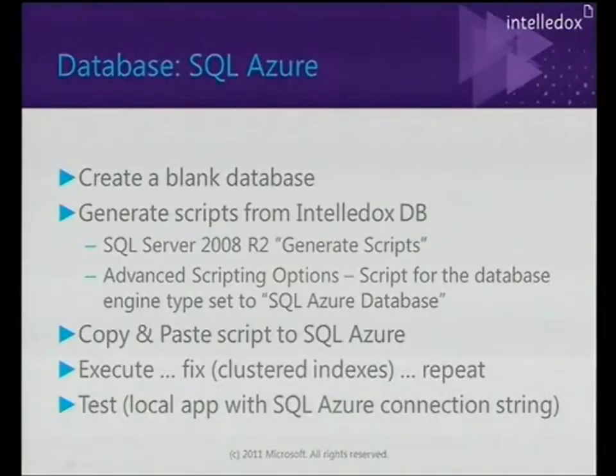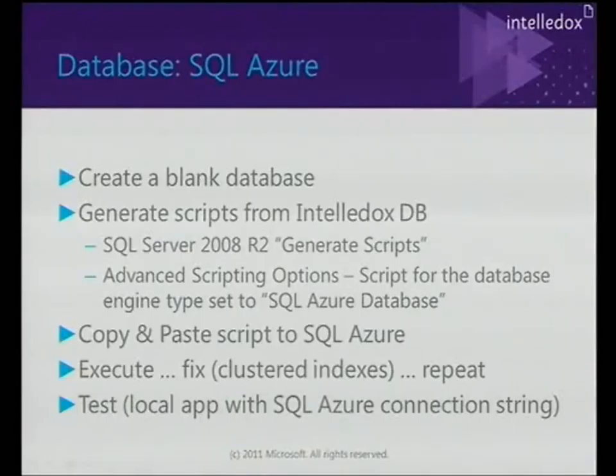Okay, so I'm going to show you a demo in a sec of SQL Azure, but just to take you through the steps that we went through to migrate that. Obviously, once we had an Azure account and subscription, we created a database. And in the blank database, we needed to bring a script in. So we went to good old SQL Server 2008 R2, which is really important because it gives you these advanced scripting options and allowed us to set the engine type to SQL Azure database for our scripting out of the IntelliDocs database. So we generated the scripts, good old copy and paste. We paste the script into SQL Azure, hit execute and hope for the best.